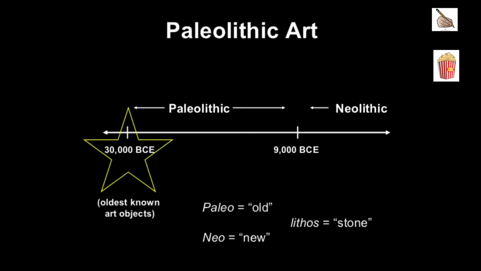For some of the terminology, paleo means old and neo means new. Lithos means stone. Around 9000 BCE, we transitioned from the Paleolithic to the Neolithic period.